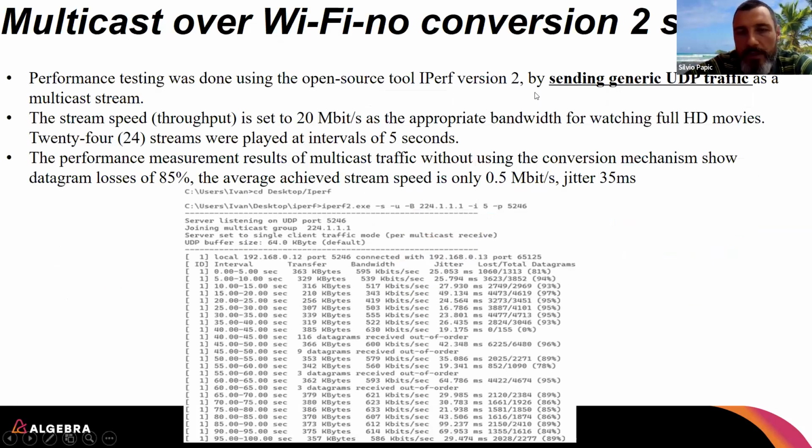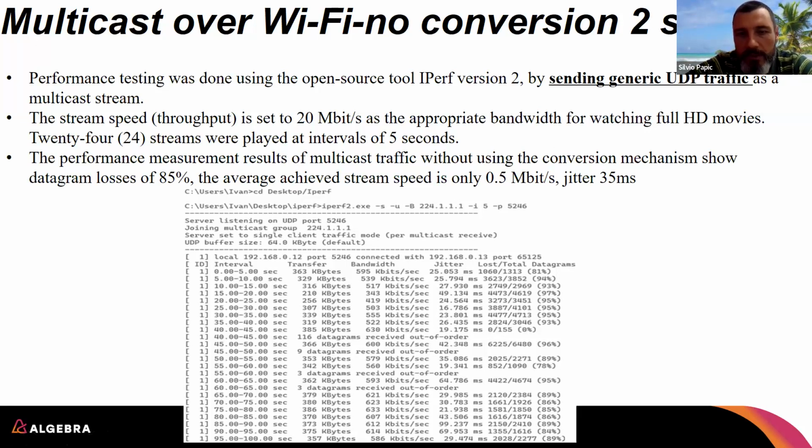First, we tested with no conversion, because vendor solutions are proprietary, but in principle, they are doing conversion between multicast traffic that is coming through the wired network, converting this traffic into unicast traffic and then sending it on to the wireless network. The testing was done using the iPerf version 2 tool, sending generic UDP traffic, which is normally how IPTV is sent in any video stream. We set it to 20 megabits per second to be able to watch full high definition movies. And then we tested how this is going to affect the network.